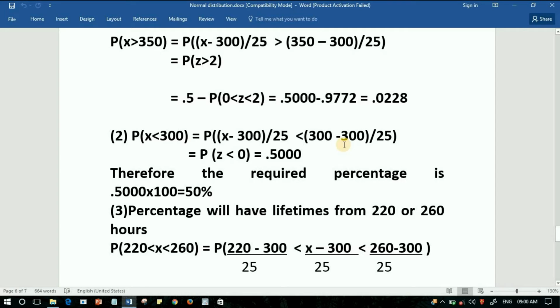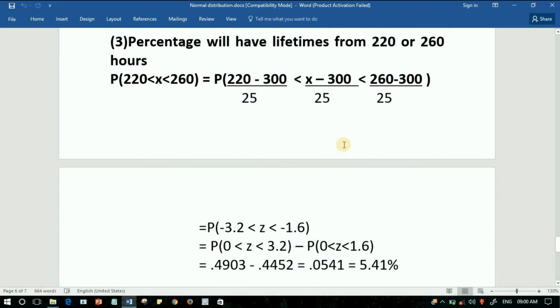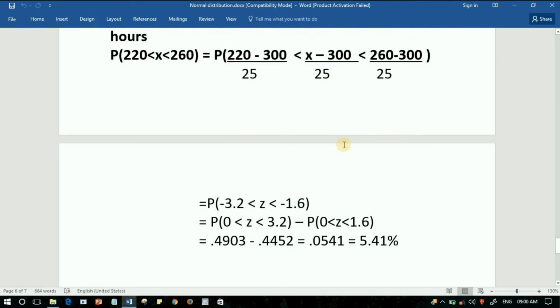Question number 3: the percentage that will have lifetimes between 220 and 260 hours. That is the same as probability of 220 less than x less than 260. Using the transformation, we get probability of minus 3.2 less than z less than minus 1.6. So you have to solve probability of 0 less than z less than 3.2 minus probability of 0 less than z less than 1.6. We get the answer 0.0541. Since we are finding the percentage, we multiply by 100 and get 5.41%.